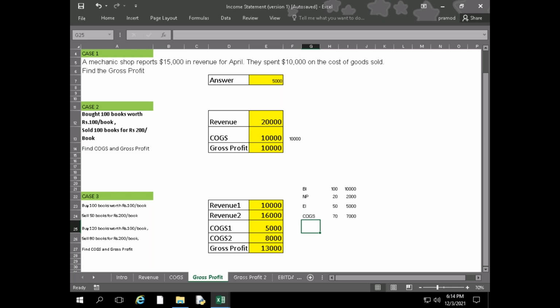You're understanding? Sir, can you please repeat it, sir? See, now think that you have 100 in the beginning. Okay, you have purchased in the beginning inventory, you have 100 stock.